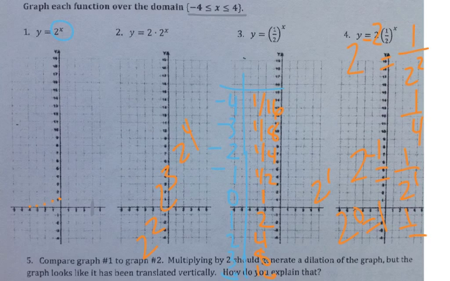So I'd go 1 up to 2, 2 up to 4, 3 up to 8, and 4 up to 16. So there's the graph they wanted me to do. Okay?